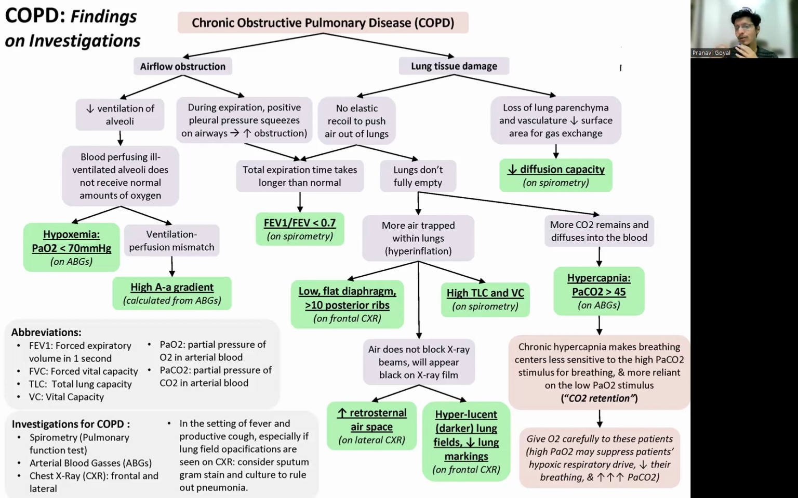Then, air does not block the beam of light, so you will see a lot of blackening on the lungs, and on the lateral X-ray you will see increased retrosternal airspace. Then in the lung parenchyma, there cannot be a lot of gas exchange due to the reduced surface, so your DLCO, diffusion capacity, will be reduced.